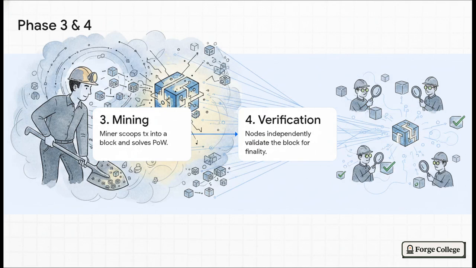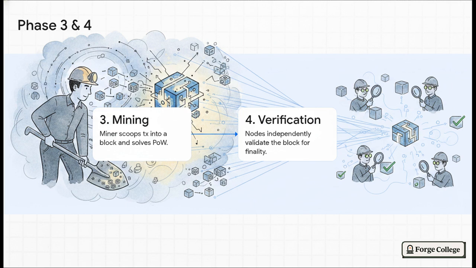Moving right into step 3, mining. A miner looks into that mempool, grabs your transaction along with hundreds of others, and solves that massive proof of work puzzle we talked about to create a new block. Once solved, they broadcast this shiny new block back to the postal hubs.